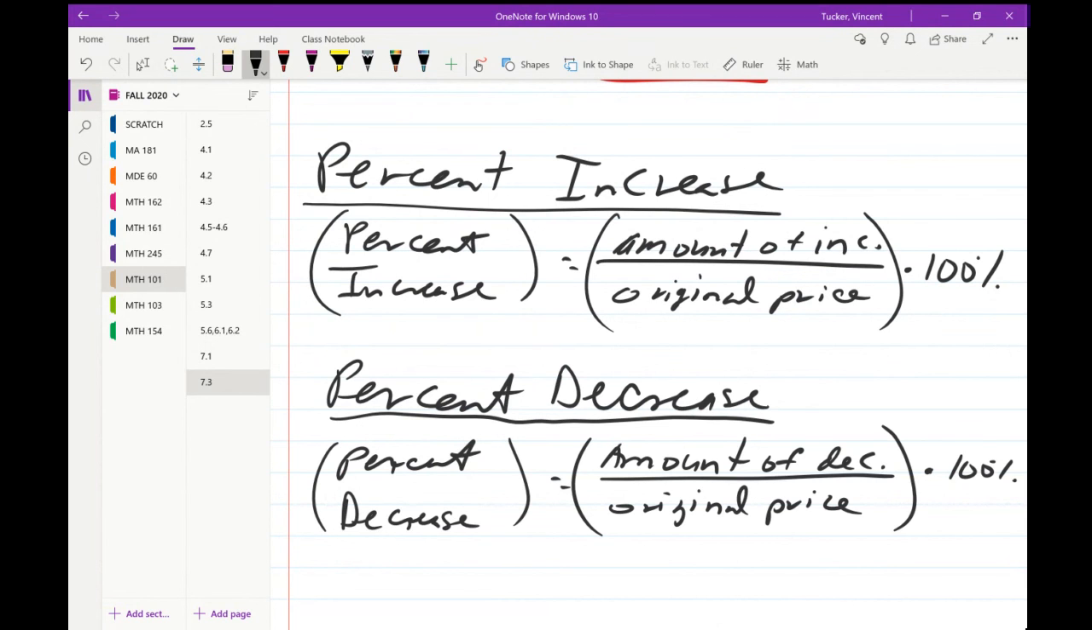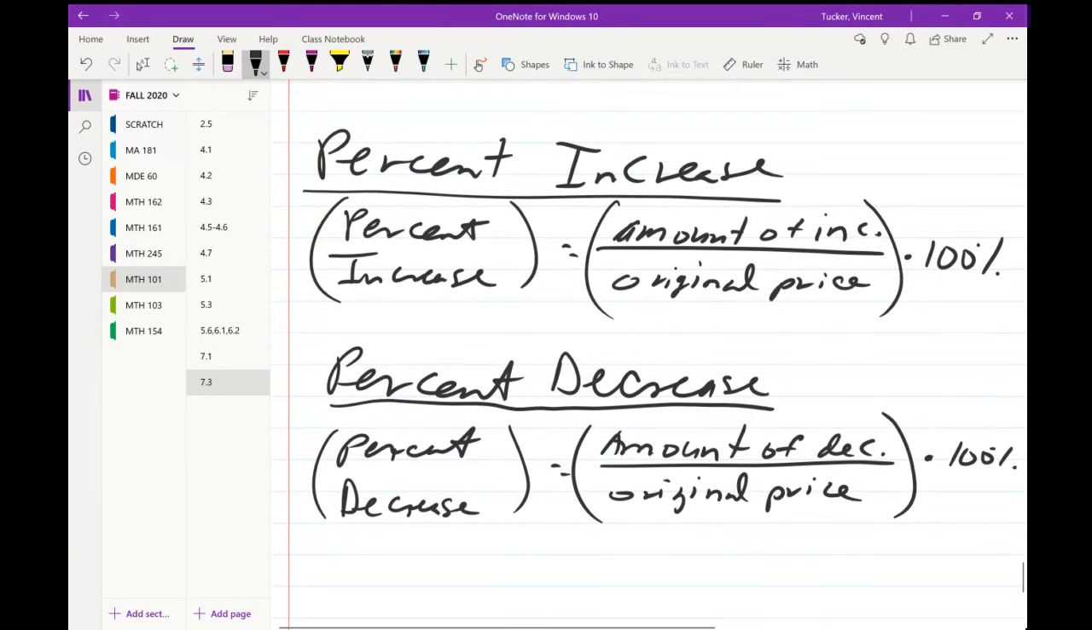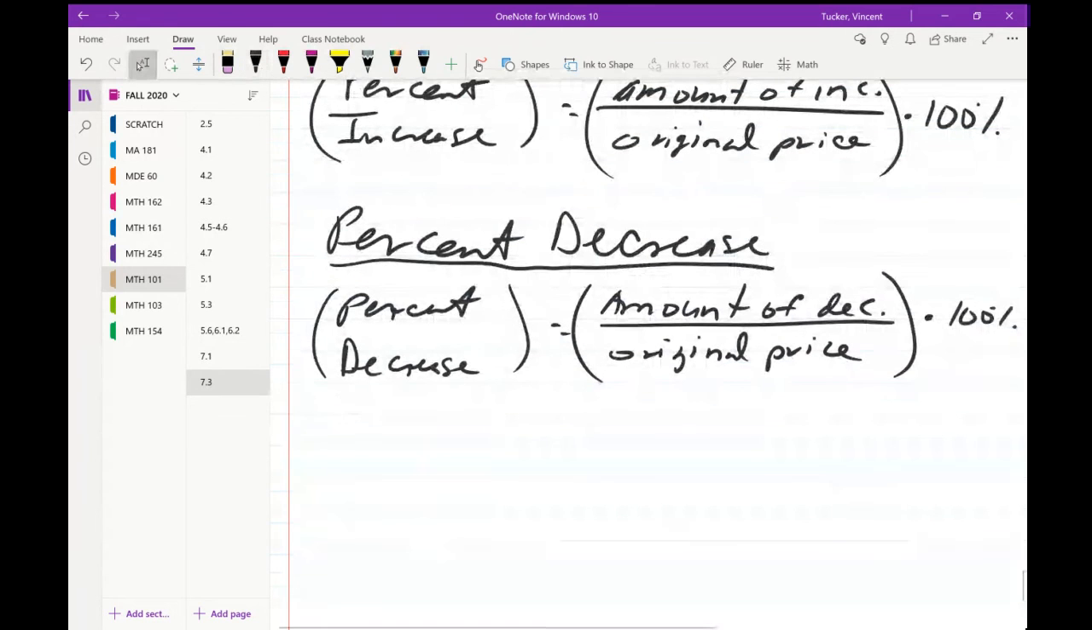All right, so percent increase and percent decrease, you find them the same way. For the percent increase, you find the amount of increase by subtracting two values from each other, place that number over the original amount, and then multiply by 100%. Percent decrease, you find the difference in each other, place that over the original amount and multiply that by 100%. Always placing it over the original amount.